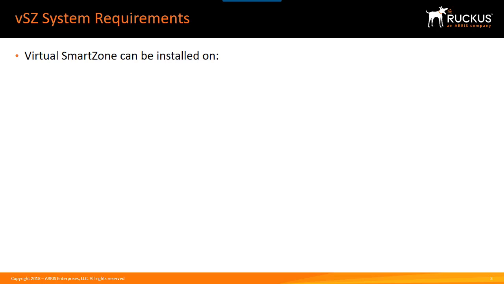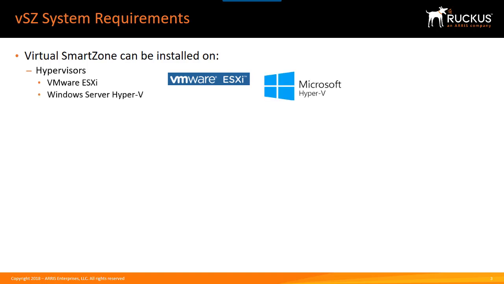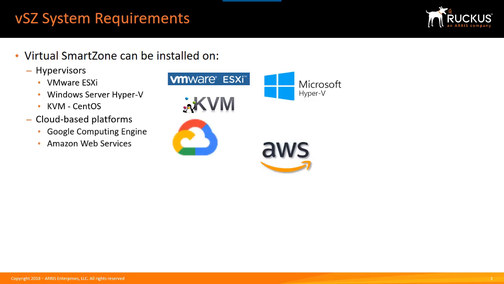Before we get started, let's take a look at the environments where the Virtual Network Controller can be installed. The Virtual SmartZone network controller can be installed on several hypervisors, including VMware ESXi, Windows Hyper-V, and KVM on CentOS. It's also available for cloud platforms, including the Google Compute Engine, Amazon Web Services, and Microsoft Azure.